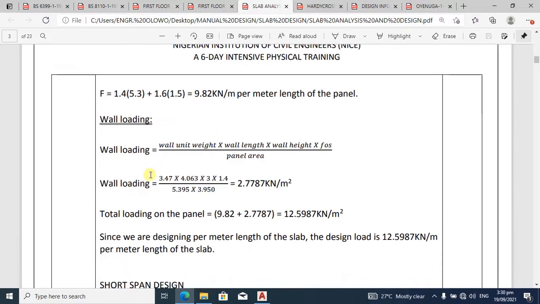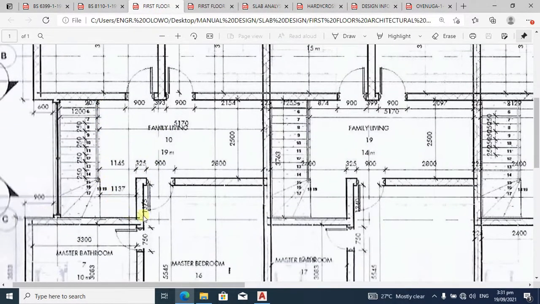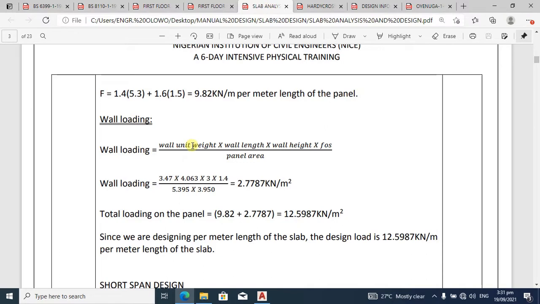From there, remember our panel 4. Remember where we extracted this panel 4. Remember we have this wall and this wall resting directly on the panel. So this wall and this wall are the additional wall loadings on the panel. So therefore we will now calculate these additional loadings. How do we calculate it? It has a formula. Wall loading is equal to the wall unit weight, which we have assumed to be 3.47.